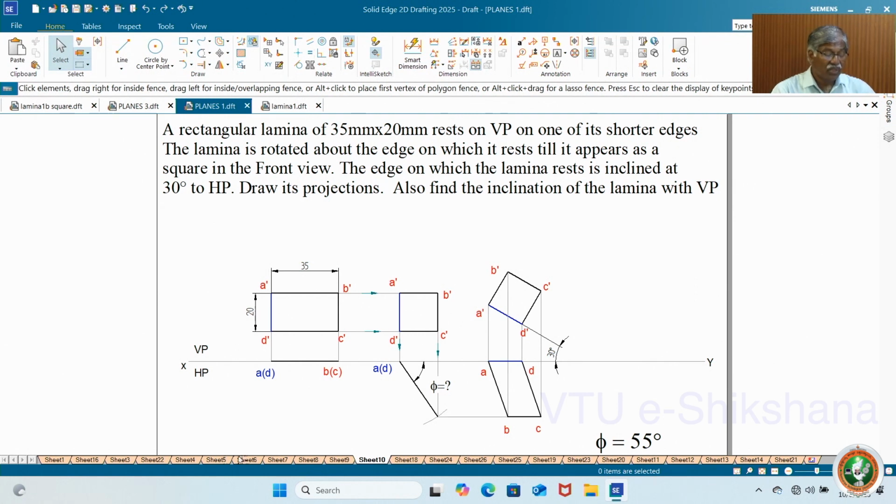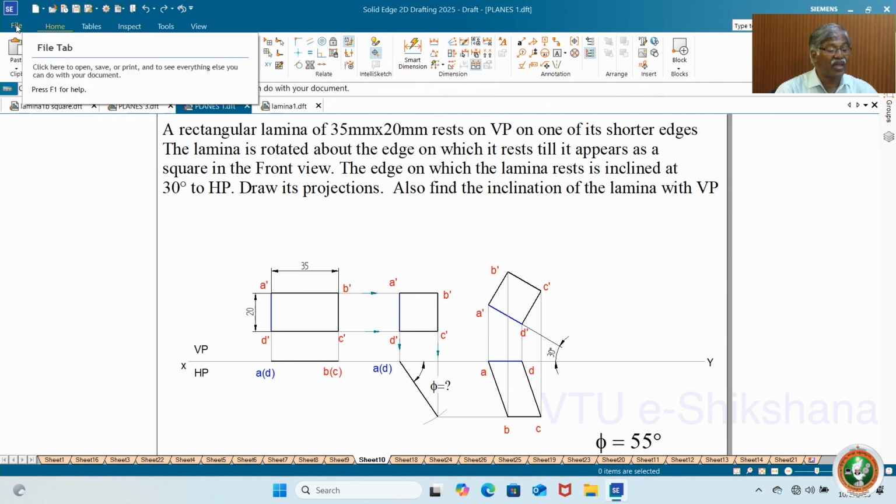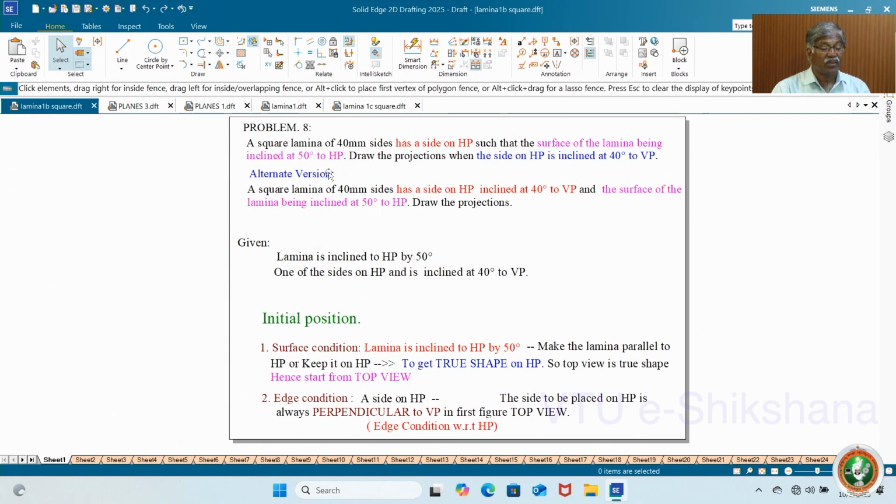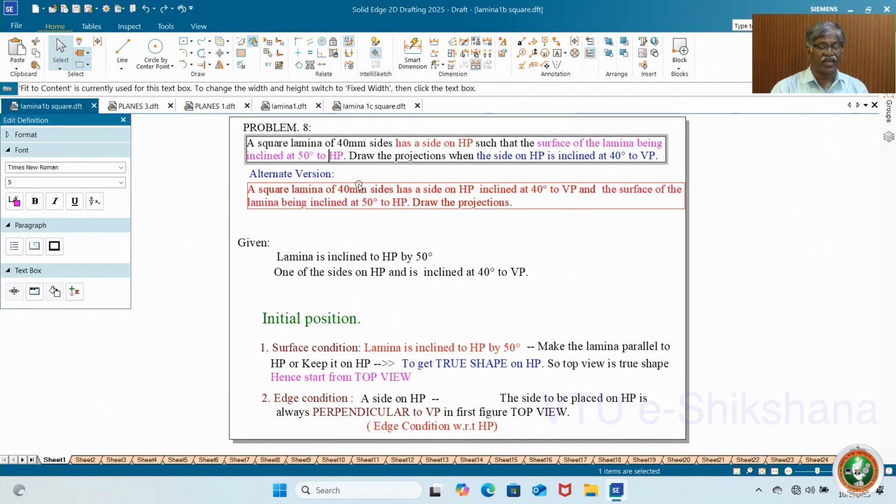Okay. Now let us take the problems on square lamina, and let me take a problem on square. Very similar to rectangle. I will give a clear idea about the concept and then move with the computer drawings, okay, on software. A square lamina of 40 sides as a side on HP such that the surface of the lamina being inclined at 50 degree to HP. Draw the projections when the side on HP is inclined at 40 degree to VP.